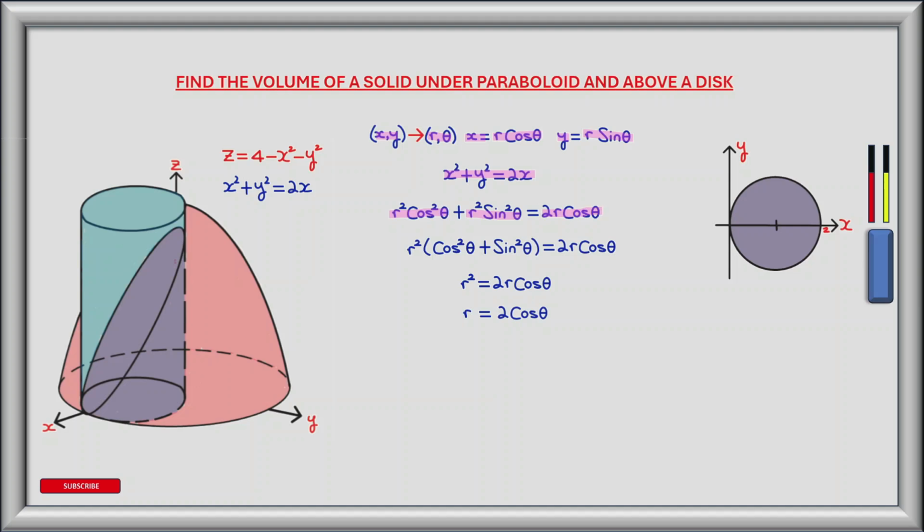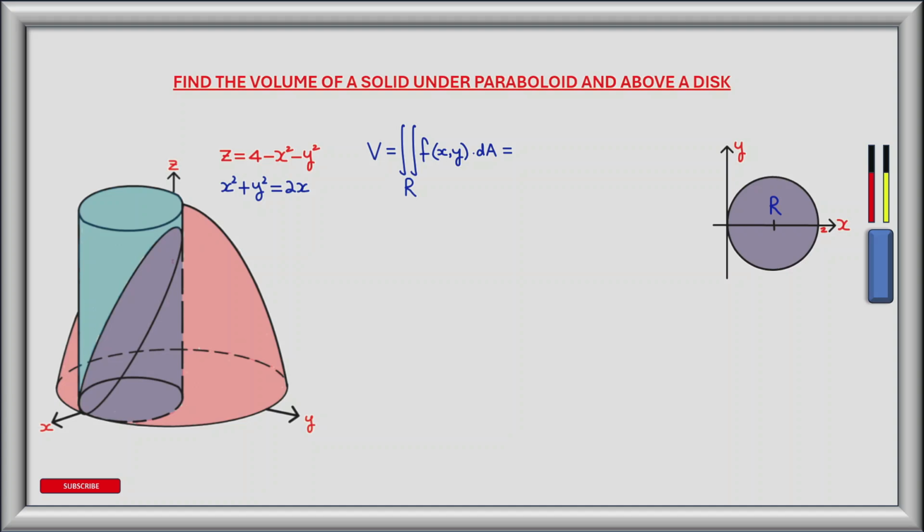If we now remove the common factor of r squared, we have r squared into the bracket of cos squared theta plus sin squared theta is equal to 2r cos theta. And using the trig identity cos squared theta plus sin squared theta is equal to 1, we're left with r squared is equal to 2r cos theta. Dividing both sides of the equation by r, we get r is equal to 2 cos theta.